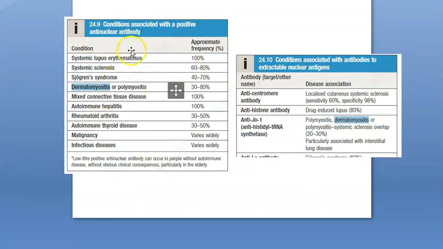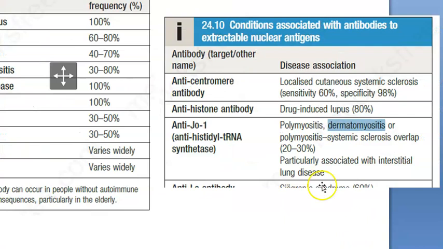Conditions associated with positive anti-nuclear antibody. Here they become slightly specific. There's something called anti-Jo1, okay. Anti-histidyl tRNA synthetase, this will be their positive. This is a nuclear antigen. Antigen. I thought it's an antibody. Anti-Jo, antibody, disease. Okay, antibodies to antigen. Yes, that makes sense.